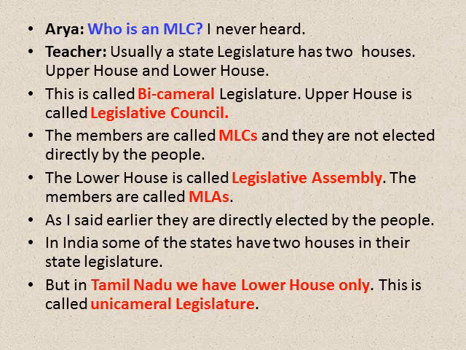A state legislature will be having 2 houses. They are the upper house and lower house. That is called as upper house and lower house. And this system is called as bicameral legislature. That is, having 2 houses, upper house and lower house, is called as a bicameral legislature.